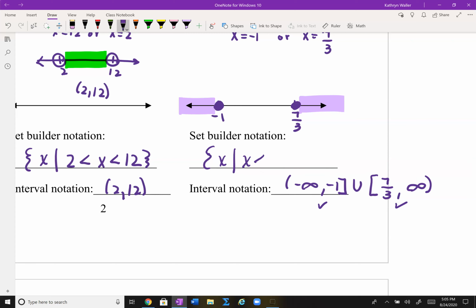So watch how simple you go. x shaded to the left, less than or equal to -1. I need the equal sign. All you put right there is a comma. Don't put an or, don't put an and, put a comma. And then go x is to the right, greater than or equal to 7/3, close it off.